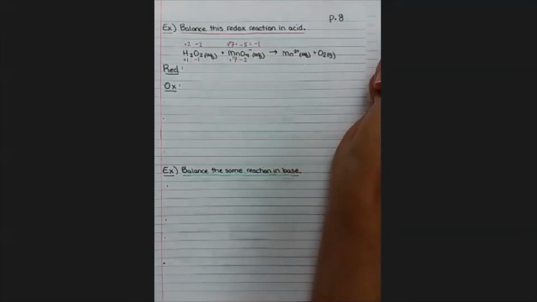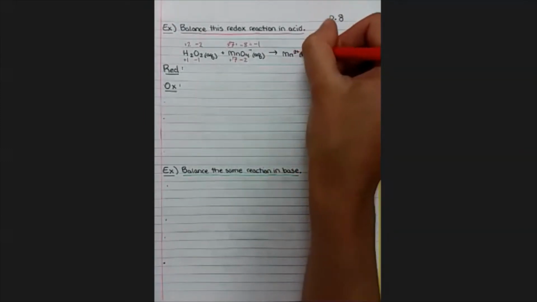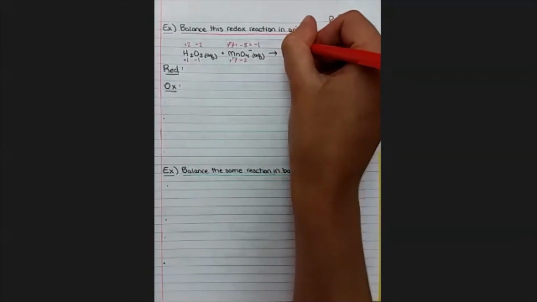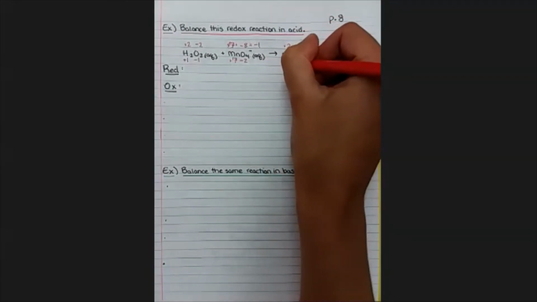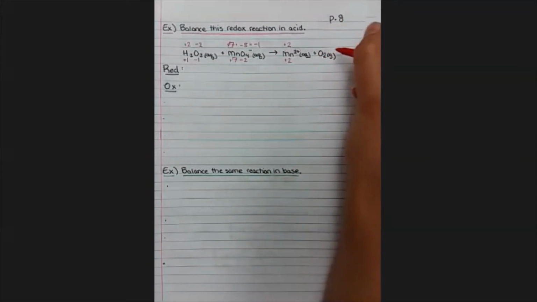Over here on the right side, manganese 2+, there's only one element in that compound and the total charge is +2. So manganese has an oxidation number of +2. And oxygen is the only element in this compound. The total charge is 0. So oxygen's oxidation state is 0. Now that we know all of them, let's see if we can find the oxidation and reduction.